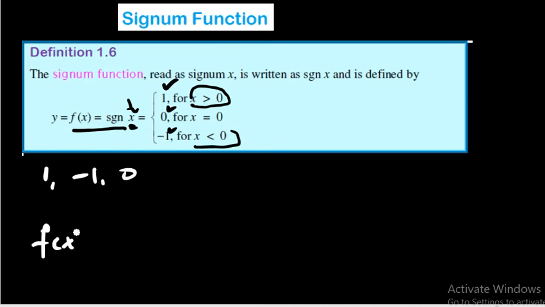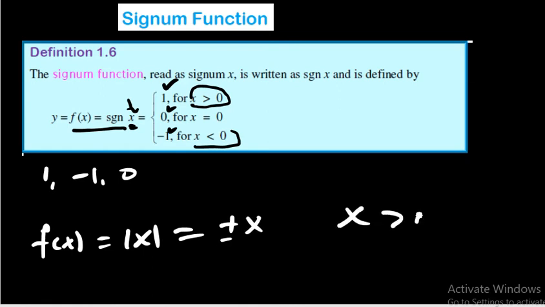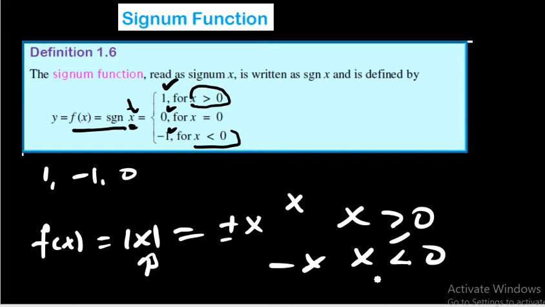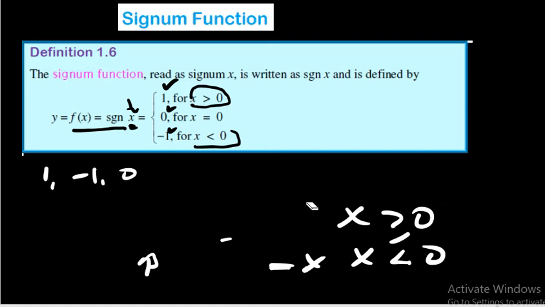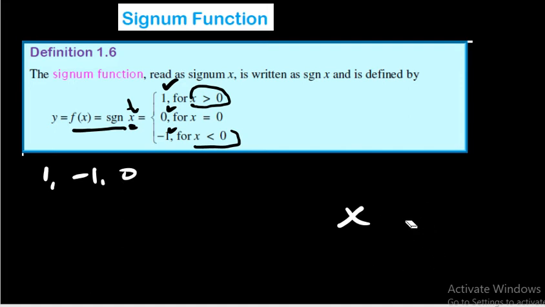Remember, the absolute value of x is also a function. When x is greater than 0, the outcome will be just x as it is. If x is less than 0, the outcome will be -x. When x is 0, it will be just 0. Positive numbers are directly extracted, but if negative numbers are inserted in the absolute value, the outcome necessarily has to be positive. For that matter, we have to put a negative in front. So the absolute value function has its own special property. In the same manner, the signum function also has its own special property.